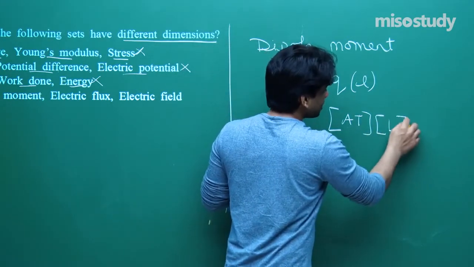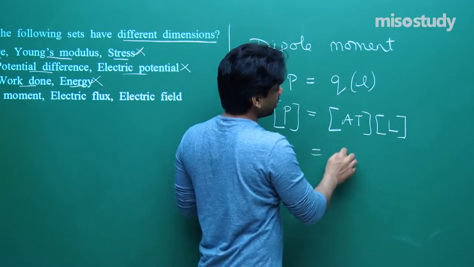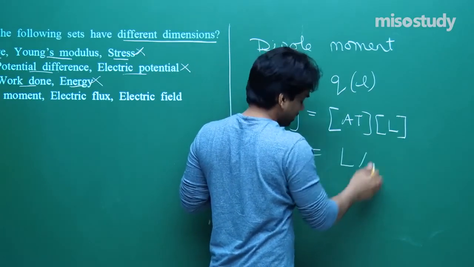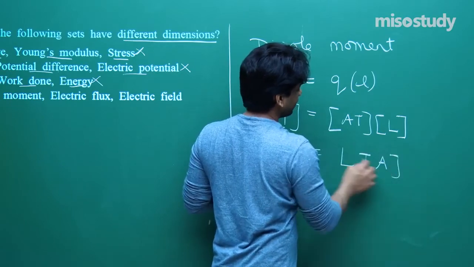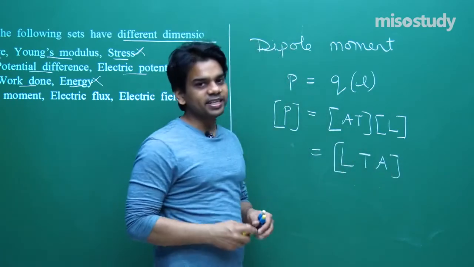And for distance I am writing L. So this will come out to be LTA. We get the dimensional formula for dipole moment as LTA.